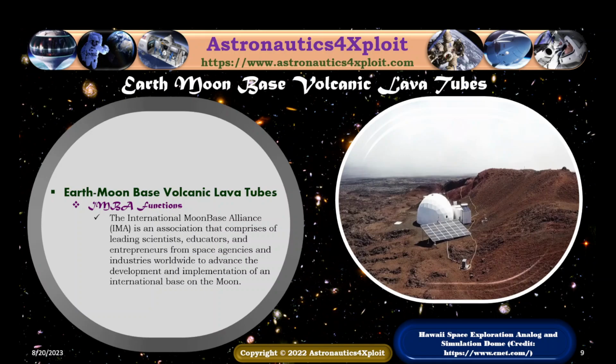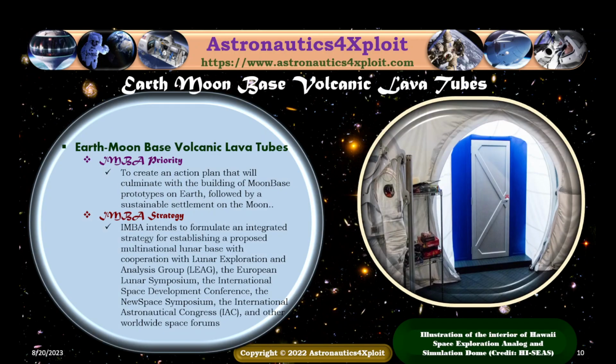Moon-based volcanic lava tubes. The International Moon-Based Alliance is an association that comprises leading scientists, educators, and entrepreneurs from space agencies and industries worldwide to advance the development and implementation of an international base on the Moon. The Hawaii Space Exploration Analog and Simulation Dome is shown in this picture. The priority of IMBA is to create an action plan that will culminate with the building of new base prototypes on Earth, followed by a sustainable settlement on the Moon.